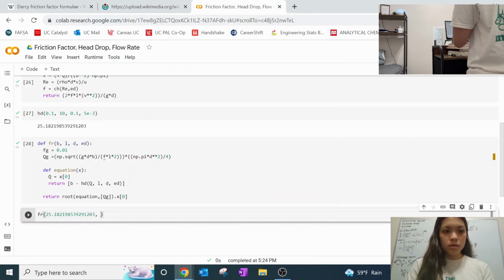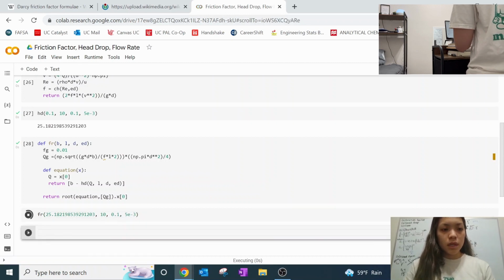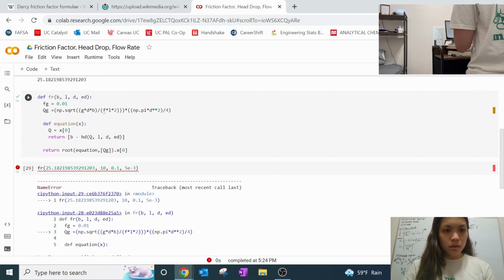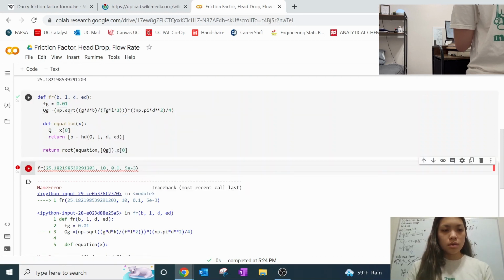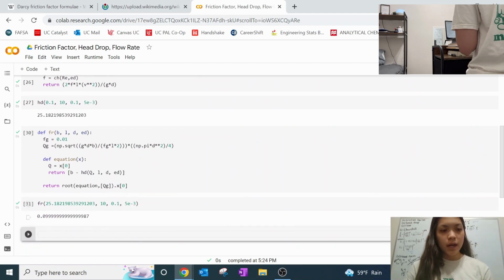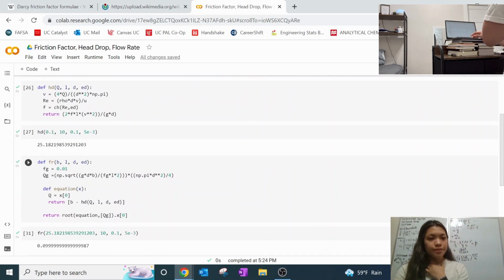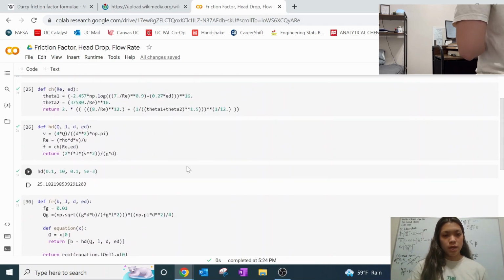And so now if we were to put in our head drop that we calculated earlier, and then the same values for the length, the diameter, and the roughness, and this should be FG, which is our initial guess, it should give us 0.1. So we got 0.9999, which is very close to 0.1, which is the flow rate that we put in earlier. So that is our code for the friction factor, the head drop, and the flow rate.